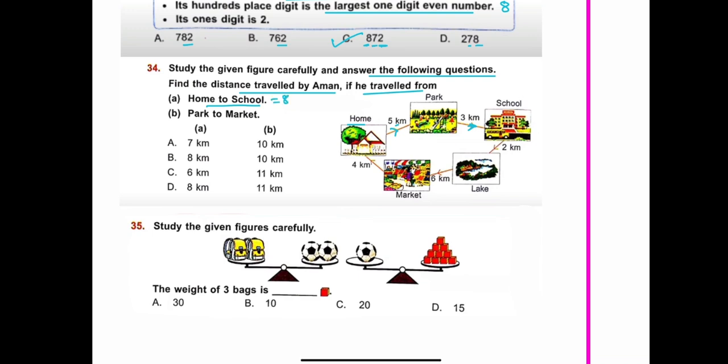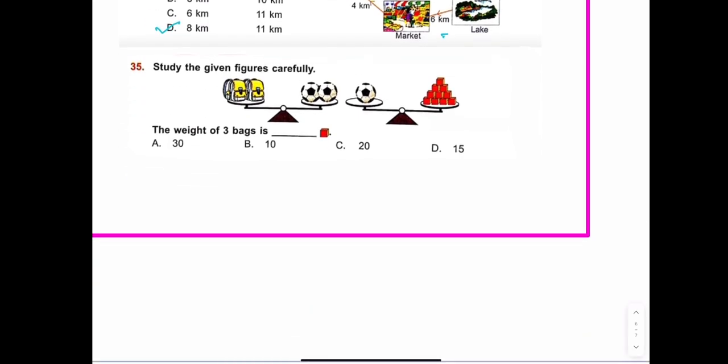Then park to market. So this is park and it goes in this direction 3, 2 and market 6 kilometers. 3 plus 2, 5 plus 6, 11. So this is 11. So 8 and 11. Option D is correct. Last question 35.